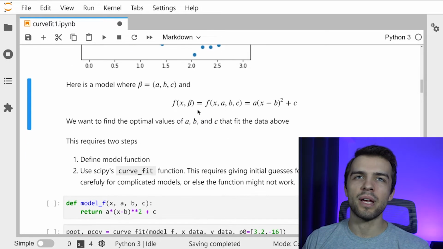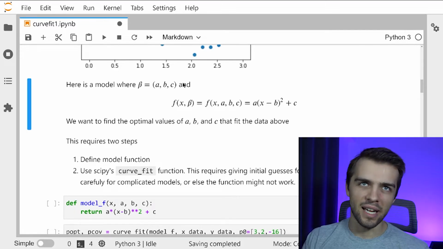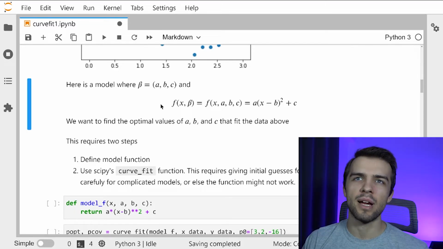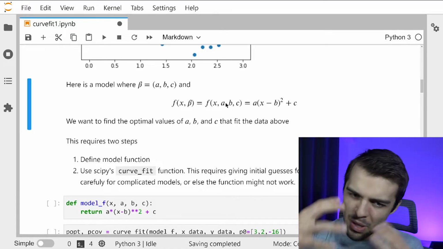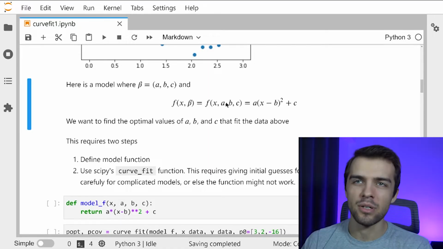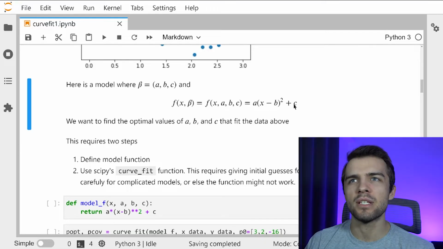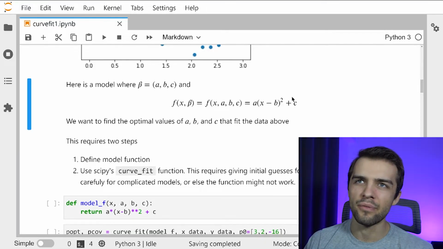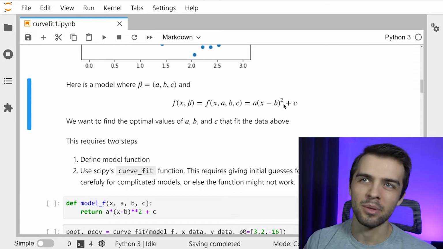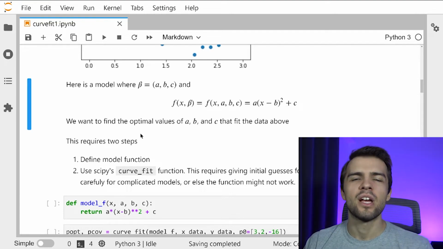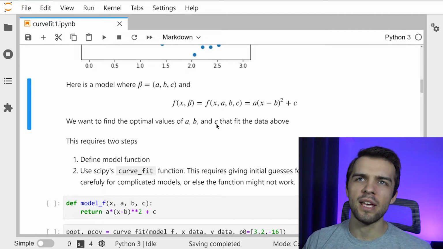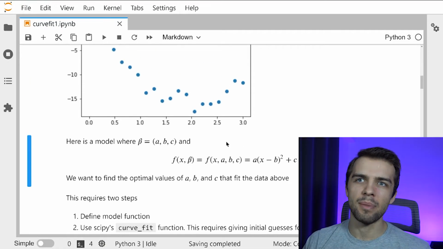So the model that we have here is, well, beta is a, b, c, like I said above. So beta is a vector. These are the parameters. And the model, f of x comma beta, which is f of x, a, b, c, because beta just is a, b, c. These are the parameters of the model. It's good to be thinking like this in terms of model parameters. It's just a times (x minus b) squared plus c. This is a form of a parabola. It's written in a particular form, and you'll see why in a little bit below. So we want to find the optimal values of a, b, and c that fit this data above.